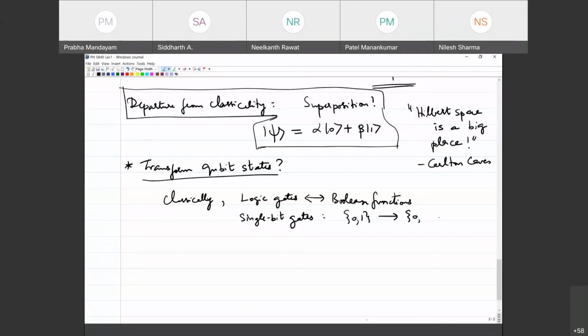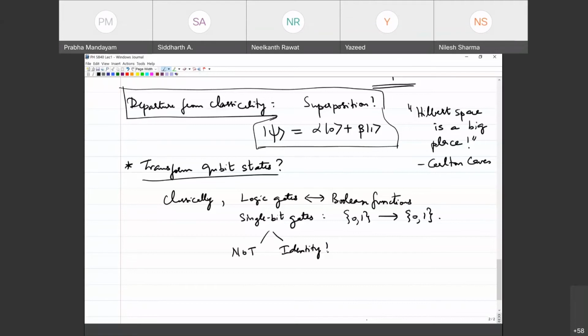Now there are very few single bit gates in the classical case. What are the single bit gates that you know of? Only two: NOT, and the one that does nothing, just passes it as it is. Identity. So that's what I would call the identity gate.